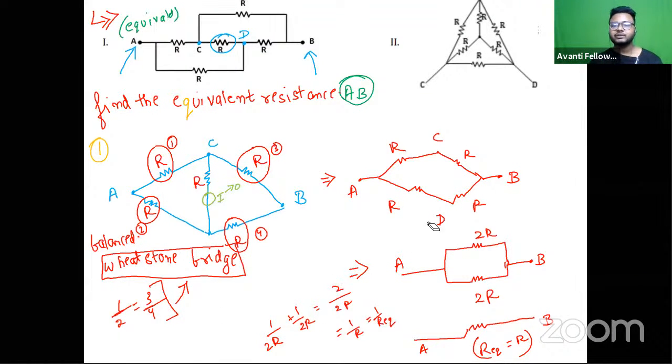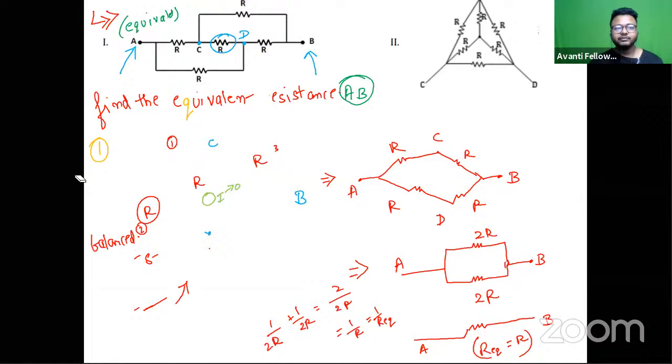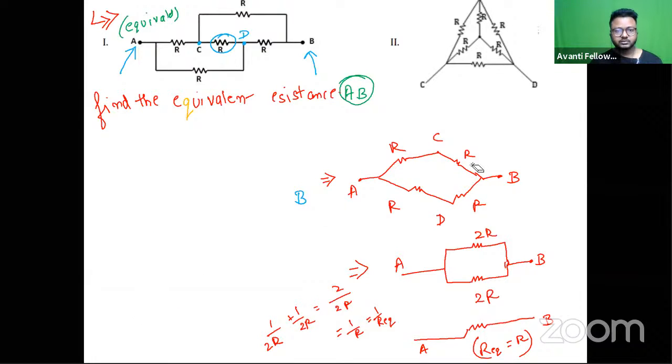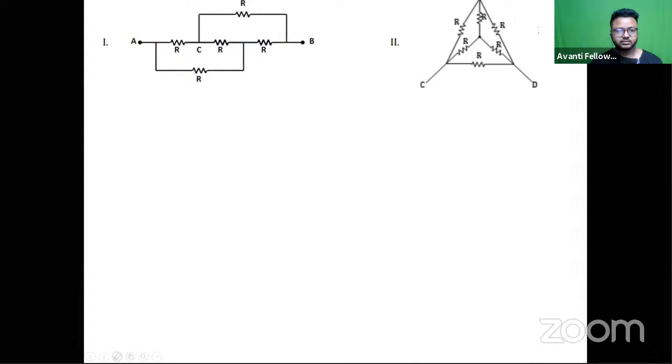So the change in the question that you can expect from here is, instead of writing this as R, they will give this as 2R. So now if they give this as 2R, this is not R.